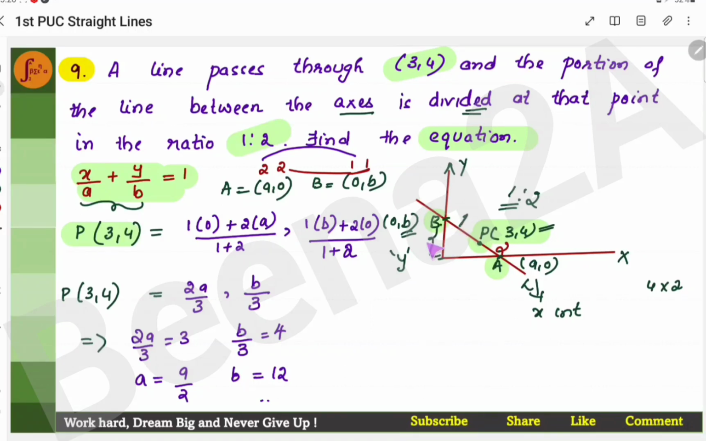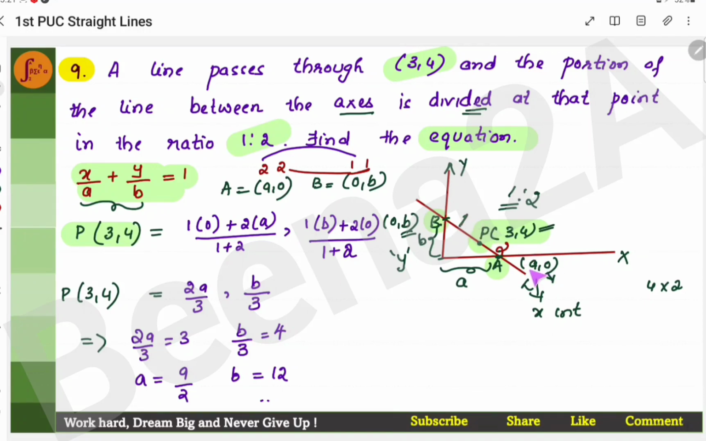We assume this distance is b. And here also, there is no y coordinate, so y is 0. And we assume this distance is a. It's just an assumption, right? We are putting a here and we are putting b here. So always remember, in the intercept form, you put this coordinate as (0, b) and this coordinate as (a, 0) because it's on the axis.